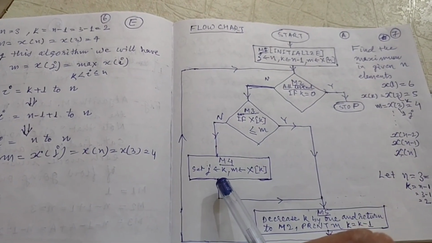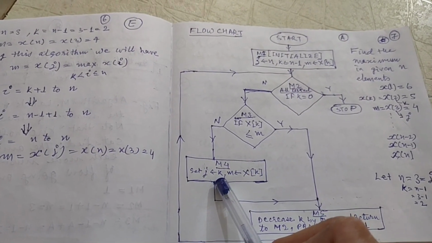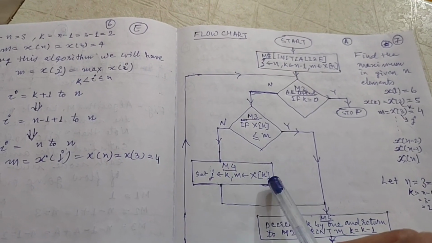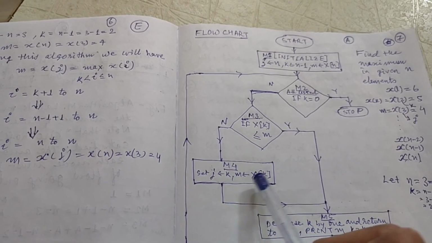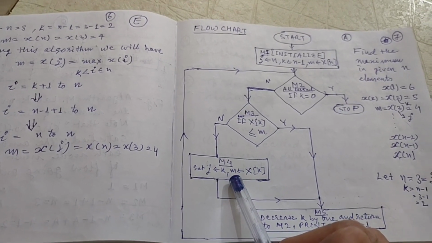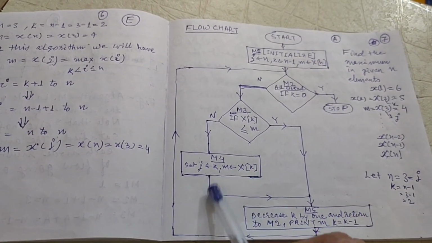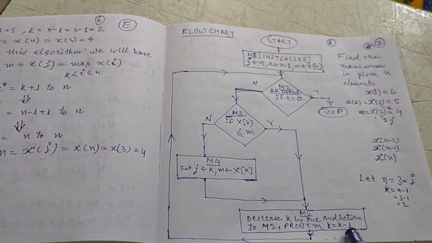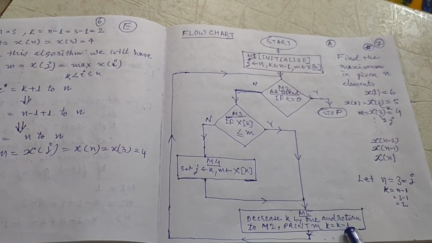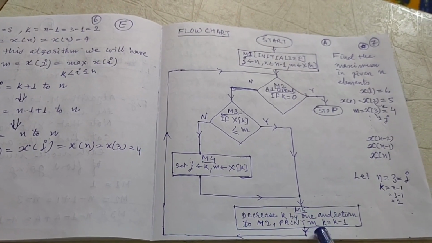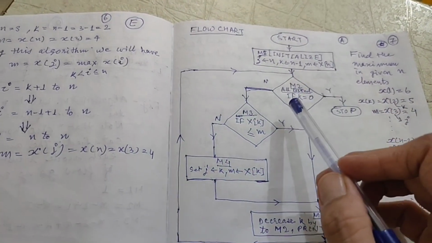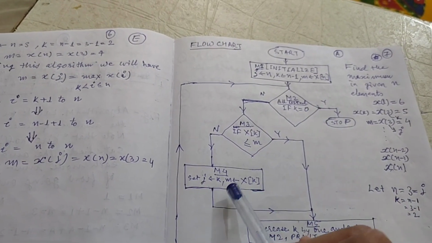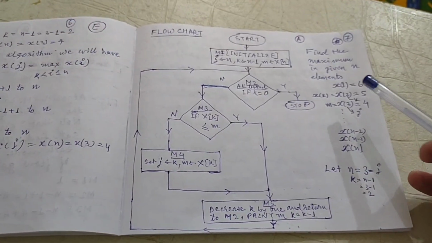Then what will I do? I will set j to k. What is k? k is 1. So x1 will become m. What is x1? x1 is 6, so 6 will become m. Then k is equal to k minus 1, so 1 minus 1 is 0. We repeat it: is k 0? Yes, stop. So 6 is the largest in the 3 numbers.